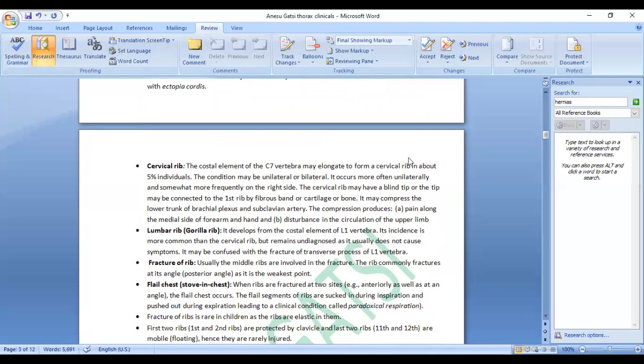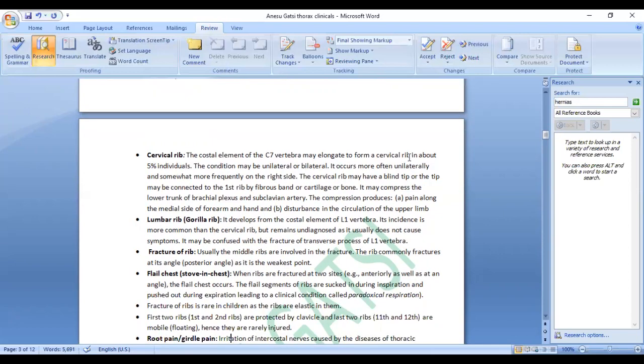Fractures of the ribs usually involve the middle ribs, and the ribs more commonly fracture at the posterior angle, which is the weakest point of these ribs. Then you have what is known as flail chest, a Stovin chest. In flail chest, the ribs are fractured at two sites, anteriorly as well as at the angle more posteriorly. The flail segments of the ribs are sucked in during inspiration and pushed out during expiration, which is known as paradoxical respiration, because it is the opposite of what is common.